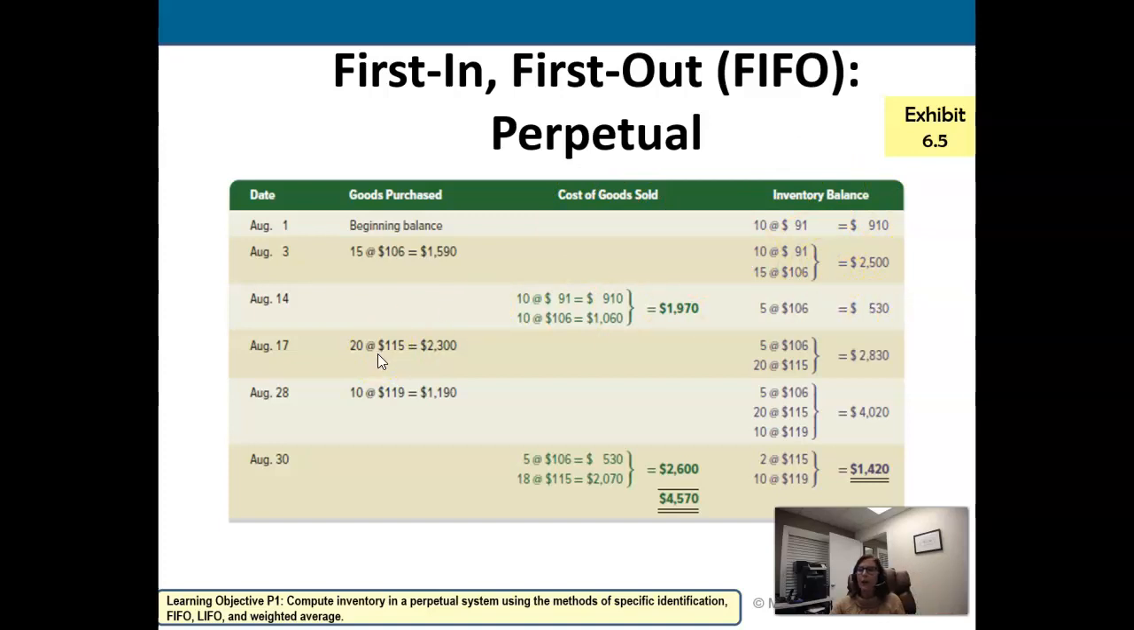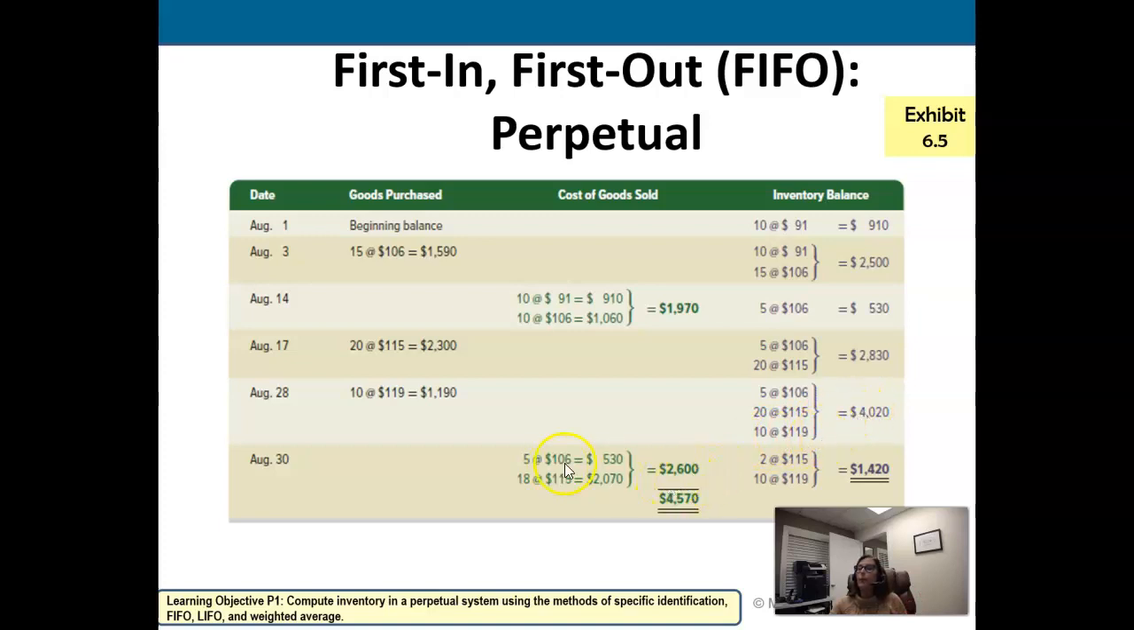We buy some more stuff on the 17th, we buy some more stuff on the 28th, all at different prices. And so by the time we get to the 28th, we actually have 3 different layers of costs sitting in our inventory. We go to the sale on the 30th and we sell 23 items. We assume that 5 of those came from the earliest batch, and then 18 came from the next batch. And what that left us with is 2 from the August 17th purchase that were left, and the rest were from the purchase on August 28th.